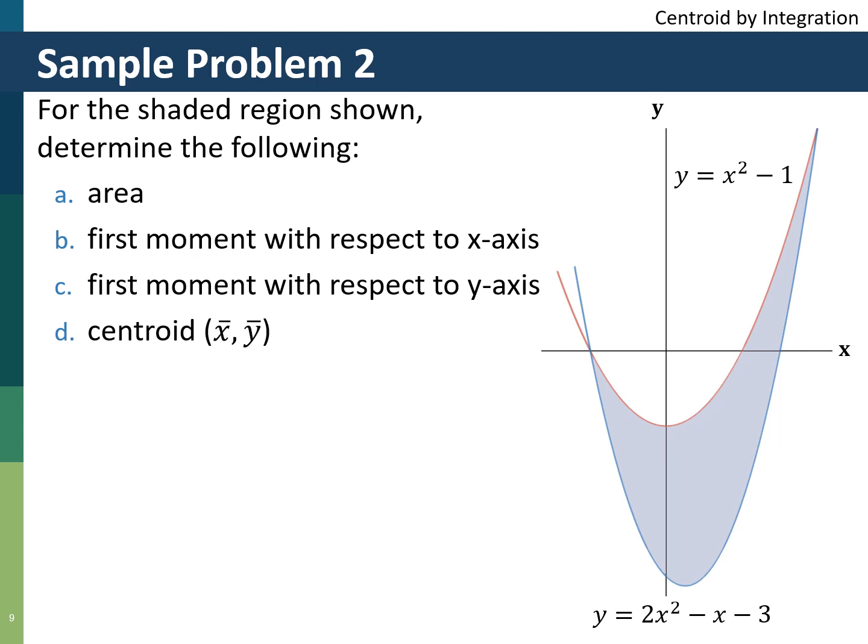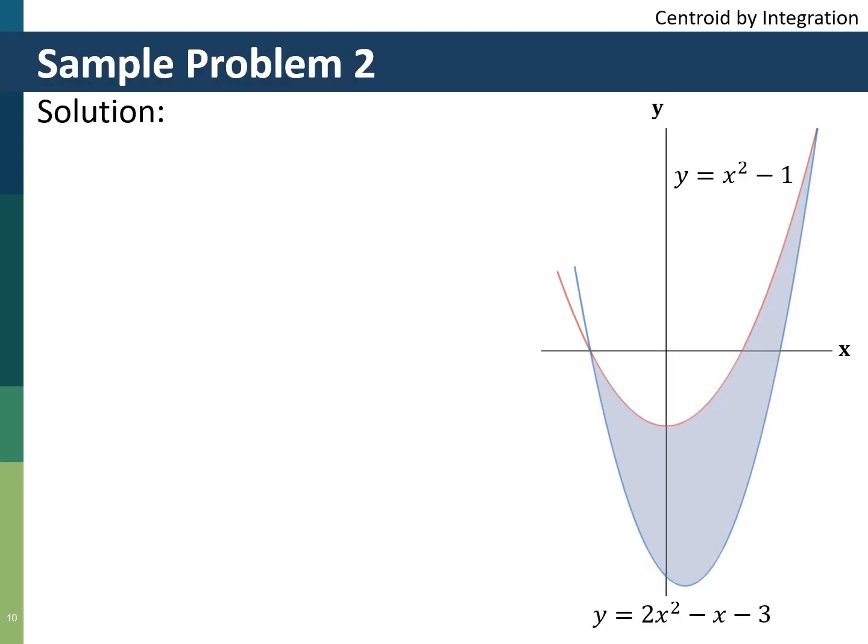For sample problem 2, we are to determine the area, the first moment of the area with respect to the x-axis, first moment with respect to the y-axis, and the coordinates of the centroid. To solve for the area, it would be more convenient to use vertical strips because the top is bounded by a single equation and so is the bottom. The function at the top is y sub t and the one at the bottom is y sub b. Thus, the height of the vertical strip is y sub t minus y sub b.